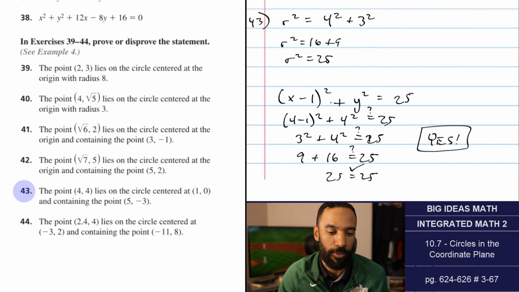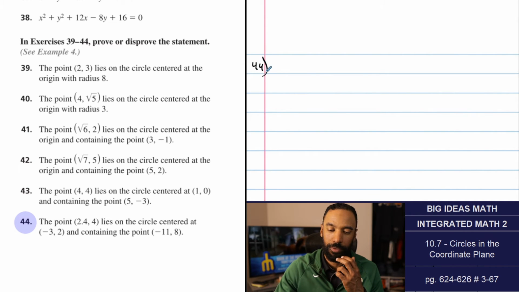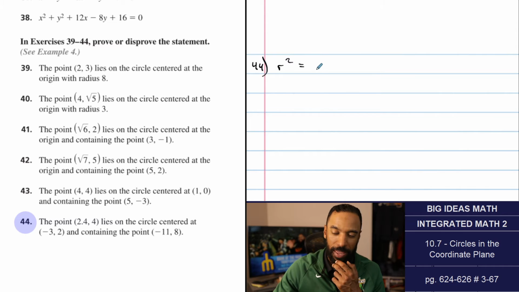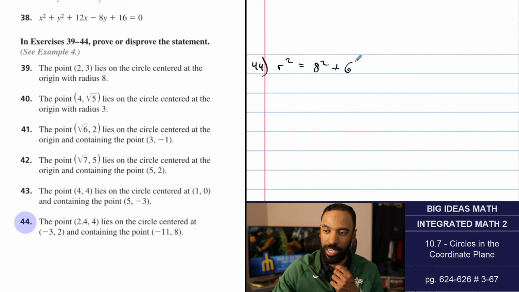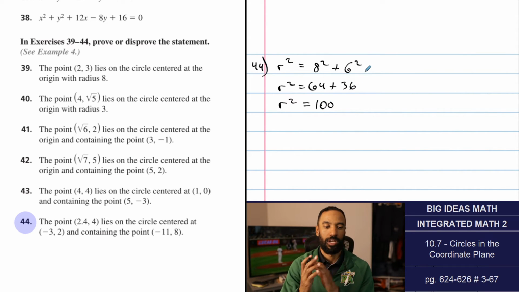Last one on this set is number 44. They have a 2.4, 4 set up there, and then here we have these points that are a little farther out. But 44, your r squared is x squared, from negative 3 to negative 11 is 8, plus y squared, 2 to 8 is 6. So 64 plus 36 is 100, which is 10. 10's the radius there.